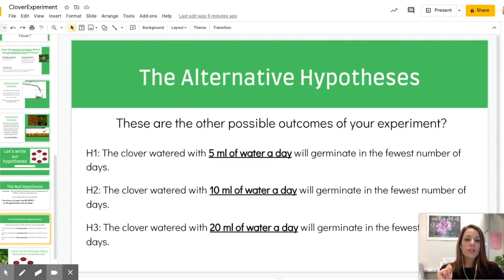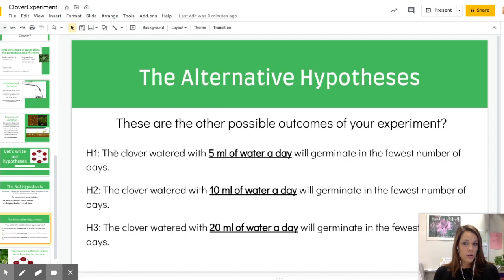Again, that's not our only hypothesis. We've got these alternative hypotheses. And if we had more or different amounts of water, more than just 3, we would have an H4, an H5, an H6. But we're going to keep it simple, and we're just going to do 3 different amounts of water. So alternative is just the other possibilities of the data that we could get.